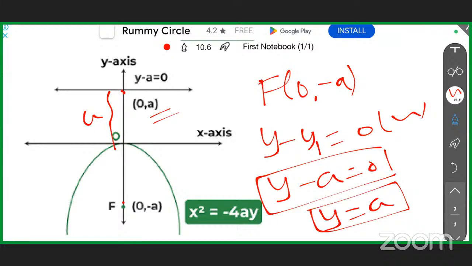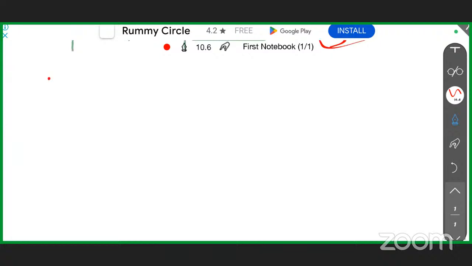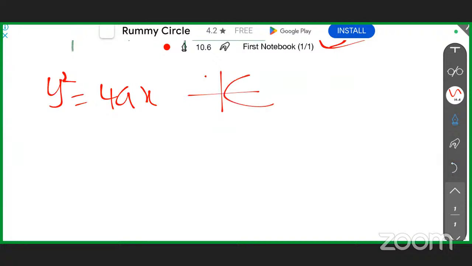So now let us see the 4 different forms of parabola. y square is equal to 4ax: the parabola will be of this type, and my directrix will be here. What is the focus of this parabola? a comma 0, and the equation of the directrix will be x plus a is equal to 0, or x is equal to minus a.